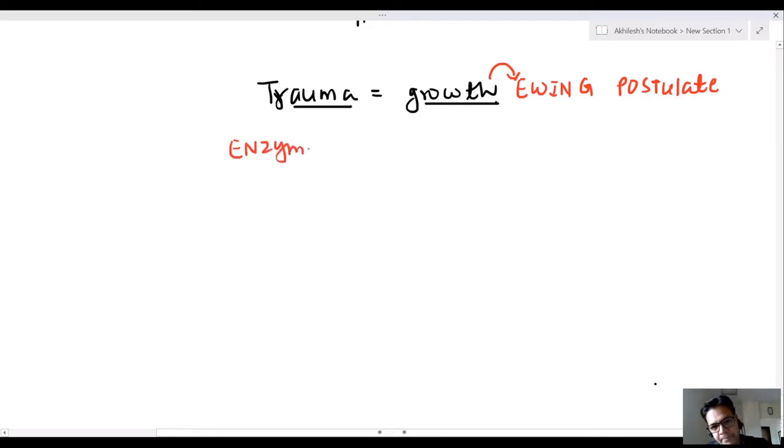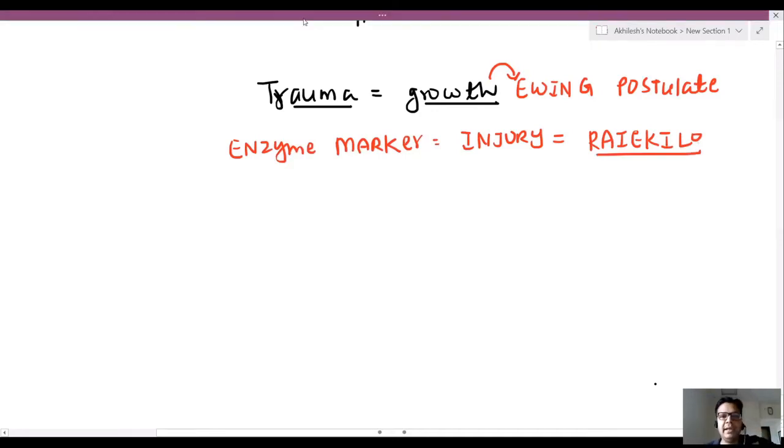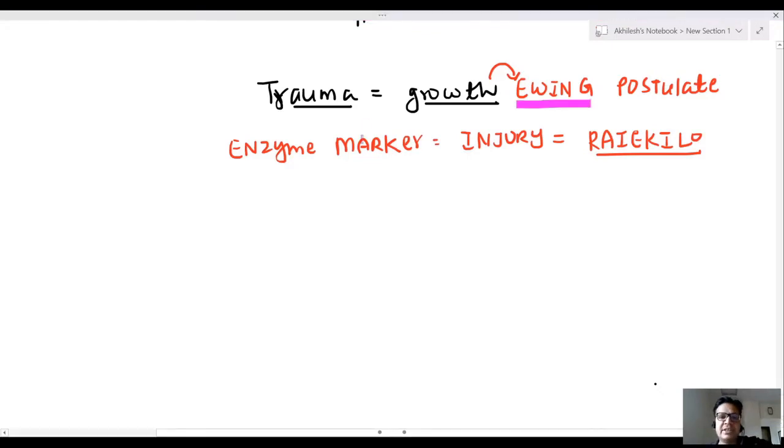Now, sir, after injury, there are certain enzyme markers of injury, and this question comes. These enzyme markers were discussed by Raikilo. So you can get two questions: Ewing discussed the relation between trauma and growth, and enzyme markers were first discussed by Raikilo.